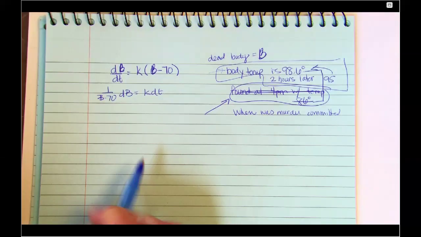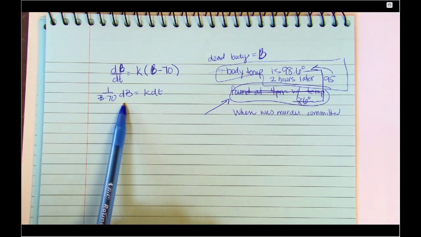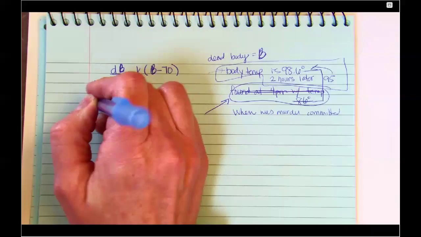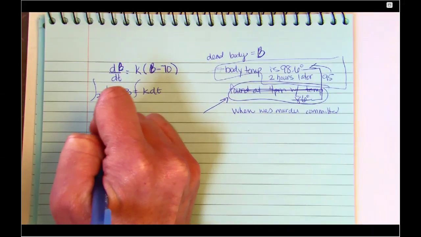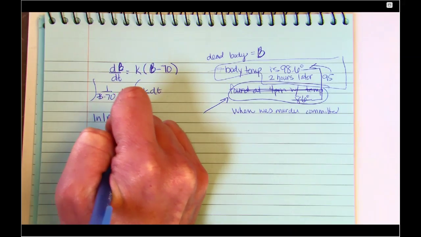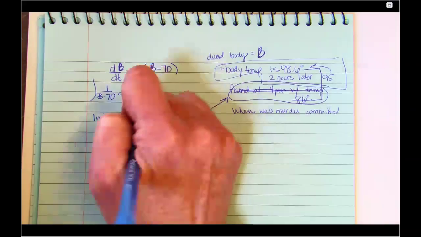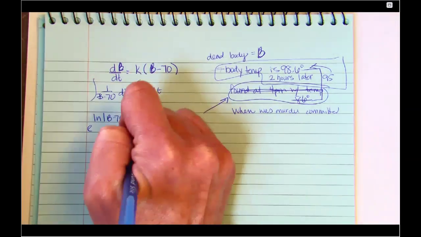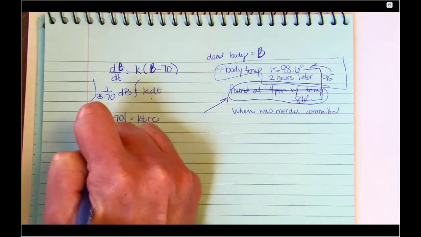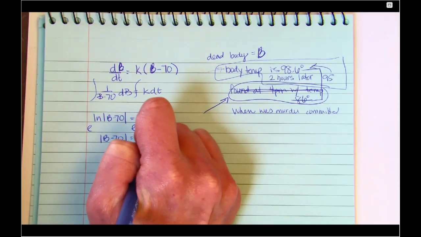Okay, so listen, we're here, right? Everybody got here? Yes. Integrate. What's the integral on the left? Natural log of the absolute value of B minus 70 equals what? KT plus C. Okay, now what? Exponentiate them both. What does the right-hand side turn into? Big C, e to the KT.